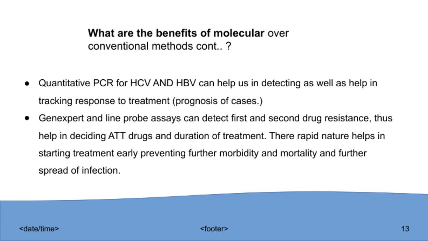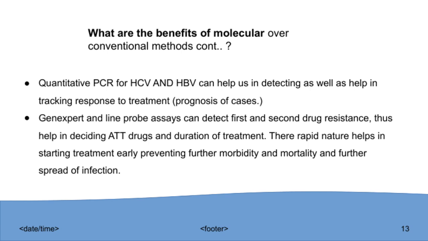Additionally, tools like GeneXpert and line probe assays are game changers because they can quickly identify resistance to first and second-line drugs. This rapid detection is crucial because it helps us decide on the most effective antitubercular therapy and determine the optimal duration of treatment. The speed of these tests is especially important. It enables us to start treatment early, which can significantly prevent further complications, reduce morbidity and mortality, and also curb the spread of infection within the community. Overall, these molecular techniques enhance our ability to deliver precise, timely, and effective care, aligning perfectly with the overarching goal of improving patient outcomes.